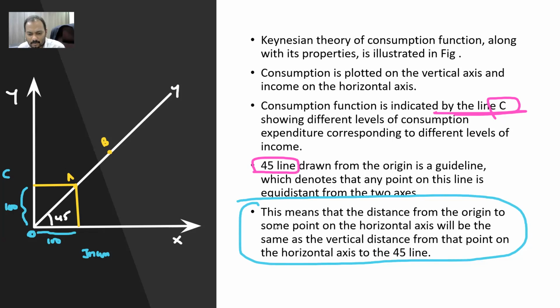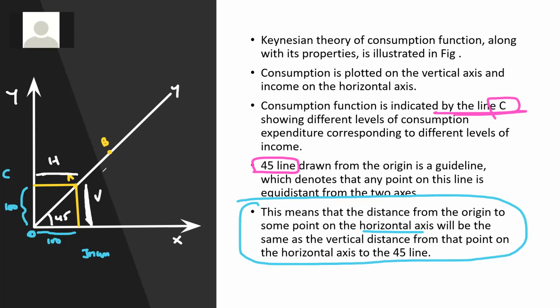The concept of the 45-degree line: the distance from the origin to some point on the horizontal axis would be equivalent to the vertical distance. Understand this logically; I don't want to confuse you. This is a vertical line, yes? And this is a horizontal line. Yes or no? This is horizontal and this is what?